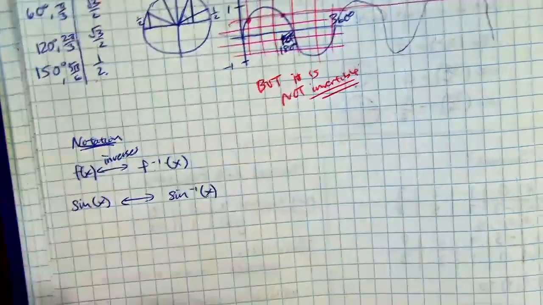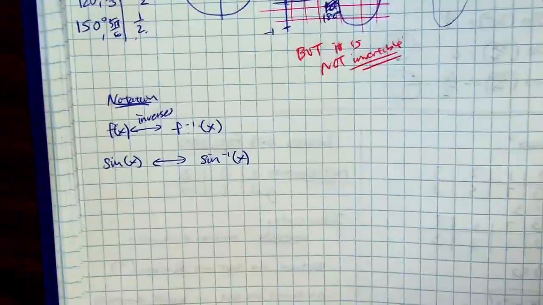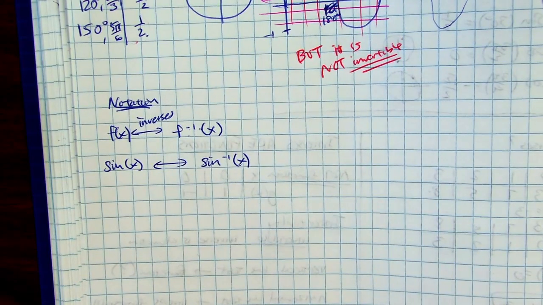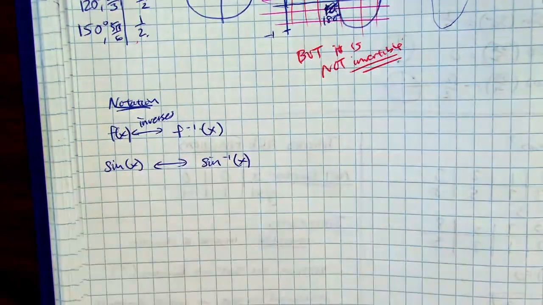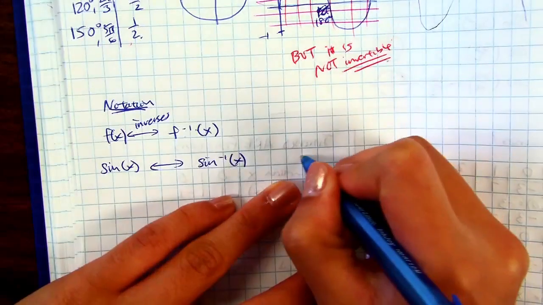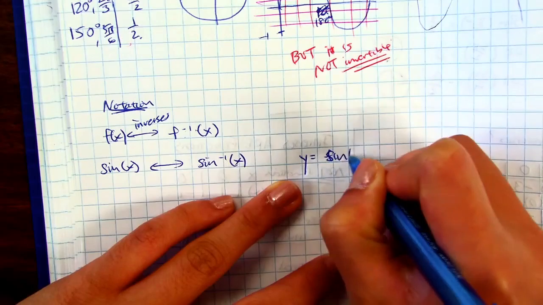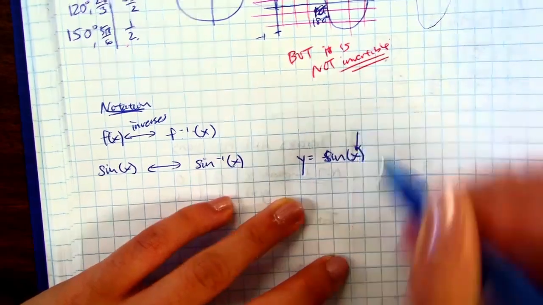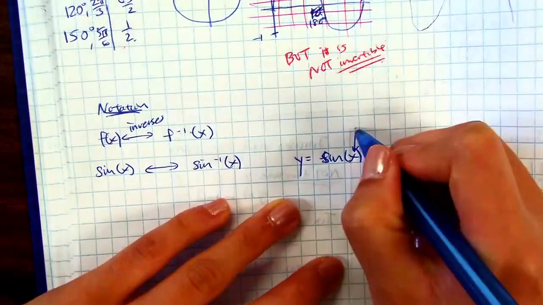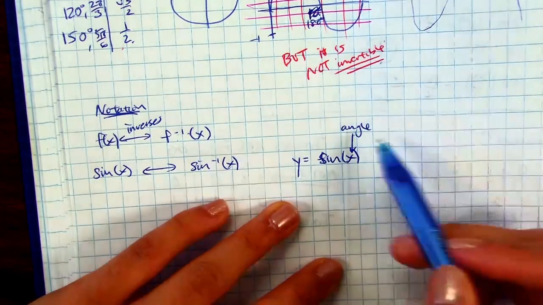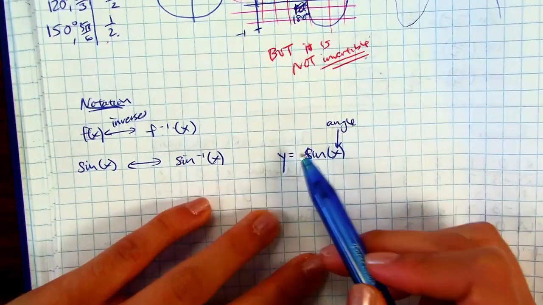Okay, so that is our inverse function notation, but I want you to be super careful here because remember, to find the inverse function, we're switching x and y. So right now, when we have y is equal to sine of x, what is the input x there? We know that that x is represented by our angle of rotation, so it is an angle, either in degrees or radians, whereas y is the height.